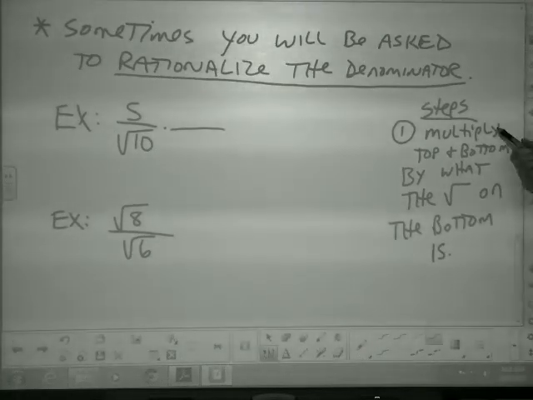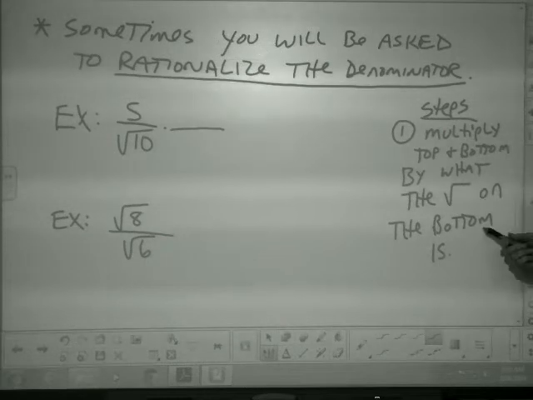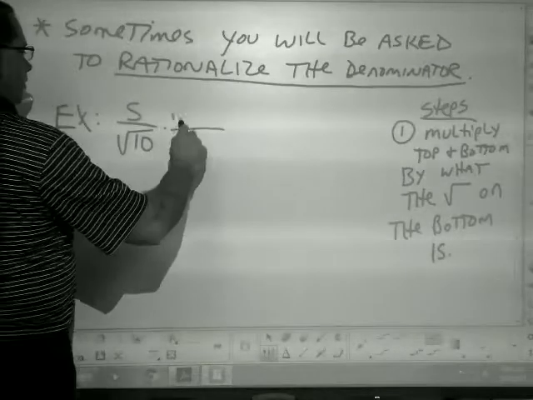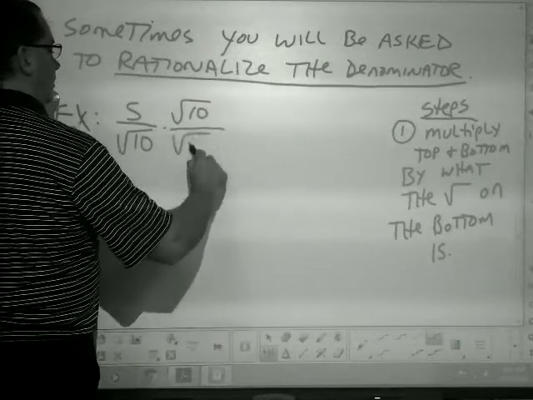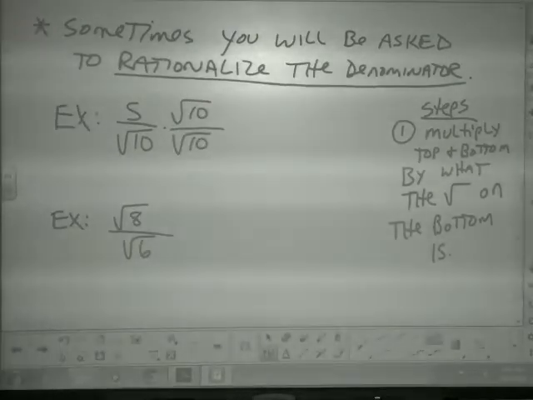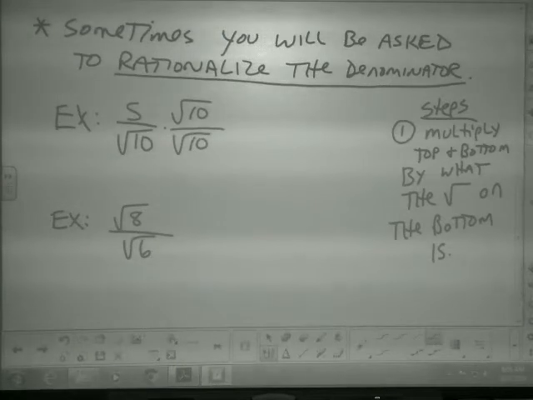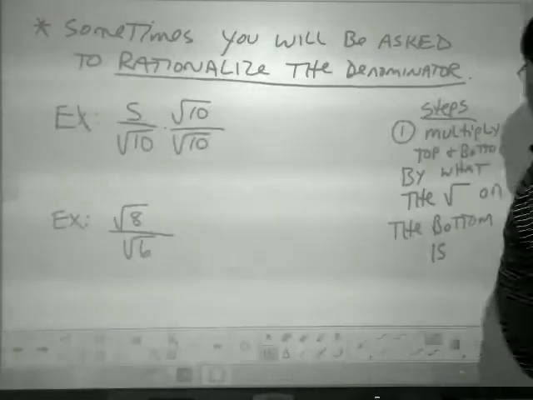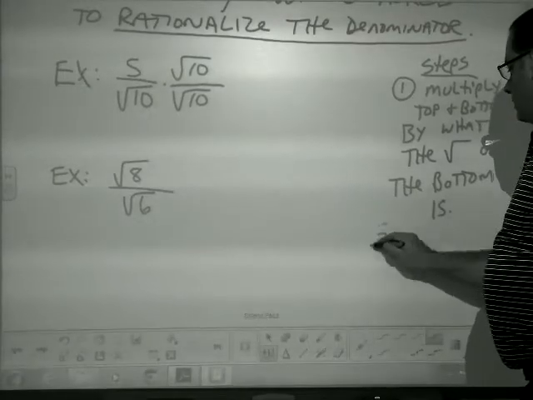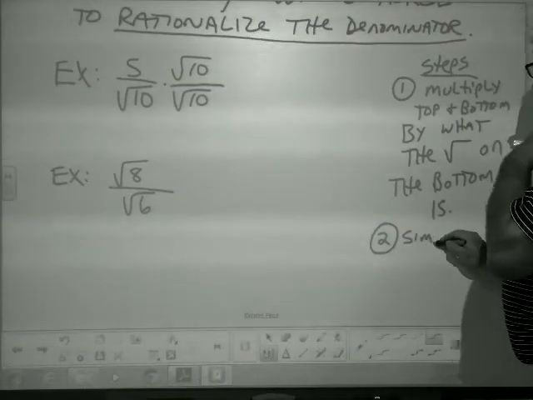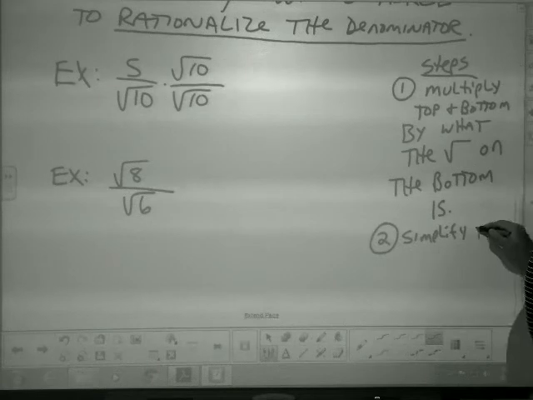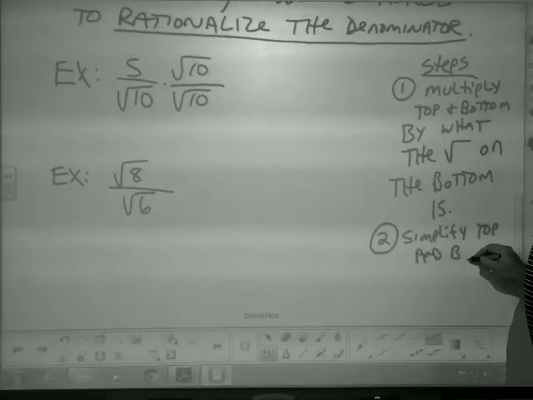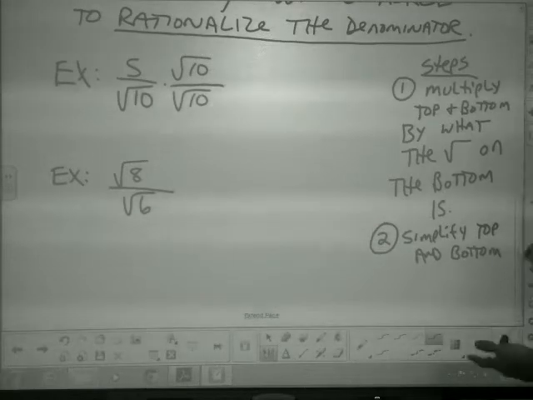So, you're going to multiply the top and the bottom by what the radical on the bottom is. This radical on the bottom is the radical 10. So I'm going to multiply top and bottom by radical 10. Step 1 is done. Okay? And the next thing you do now is simplify top and bottom. You're just going to simplify this.